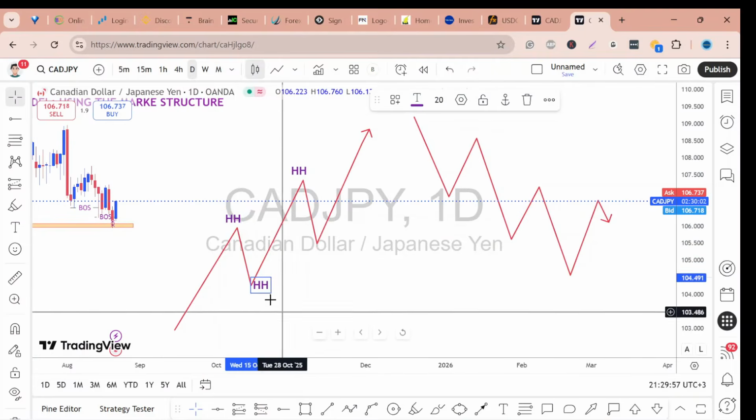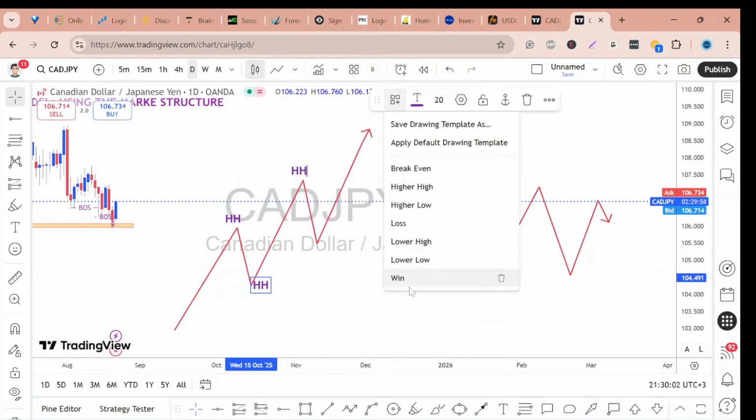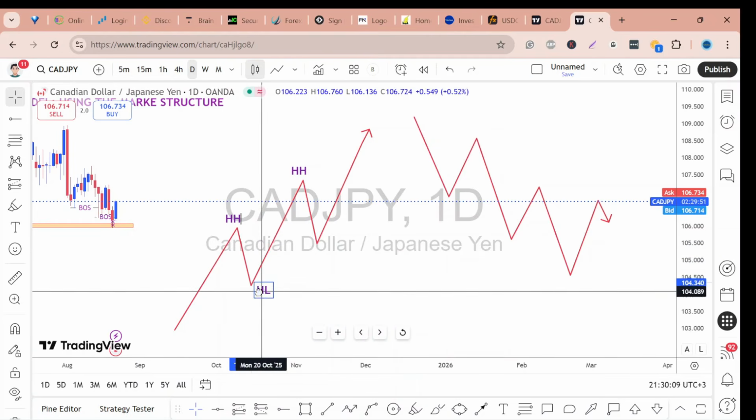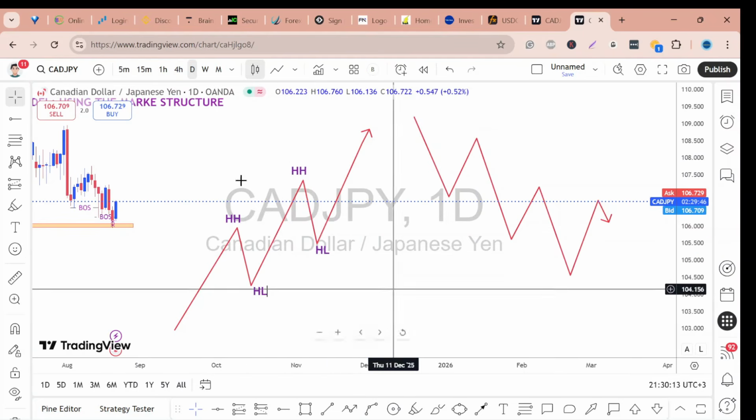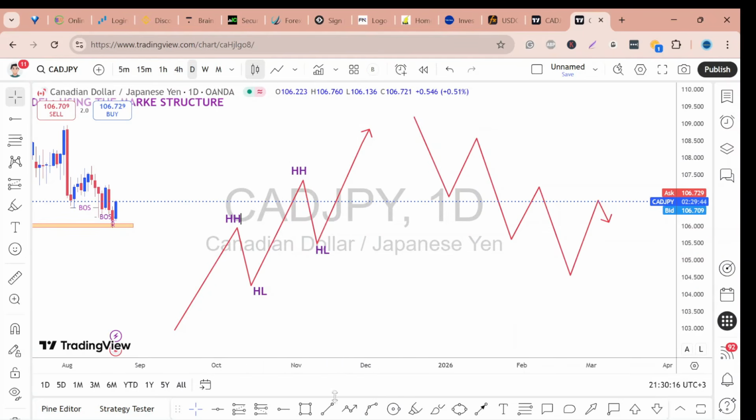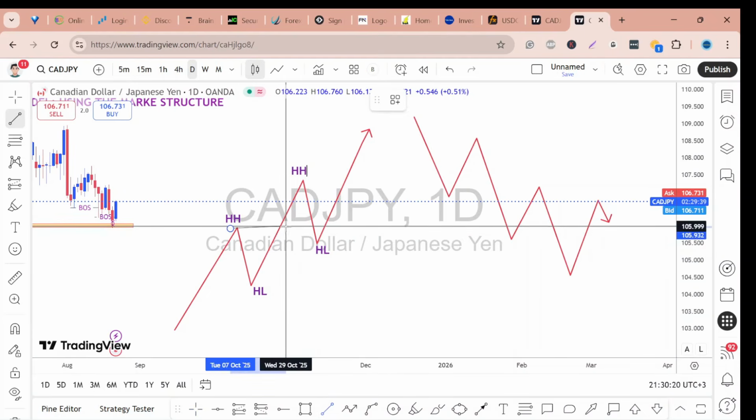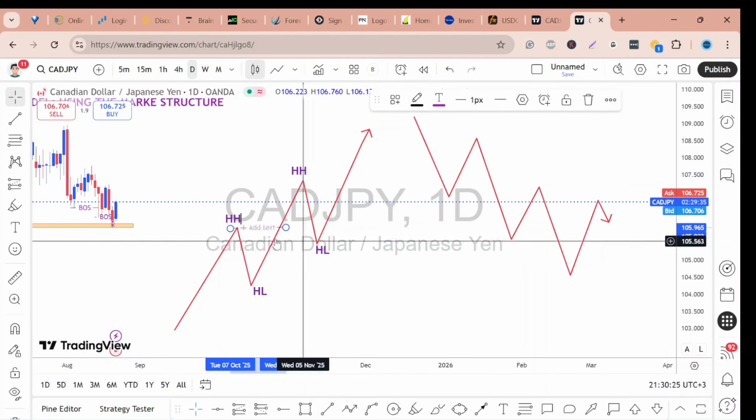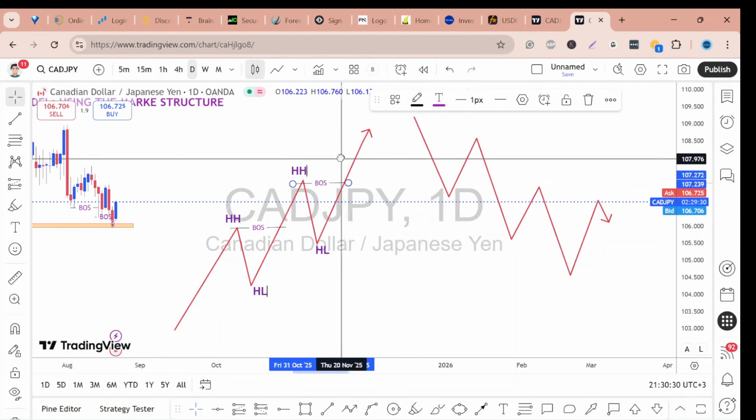These are lows. These are lows. And these are higher lows, right? So this is the classical market structure illustration of an uptrend. Now when the market breaks structure on the left, this is what we call the break of structure, and again, break of structure.